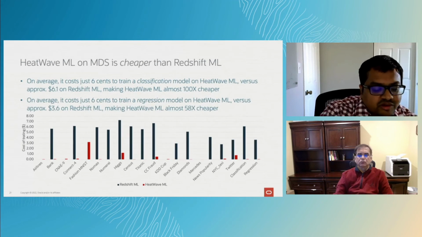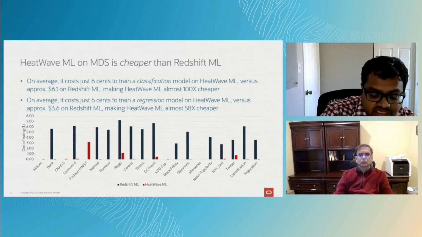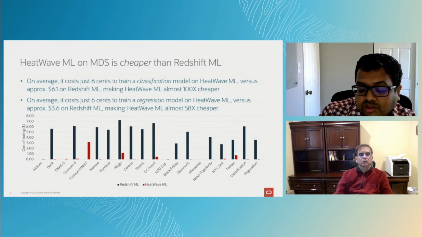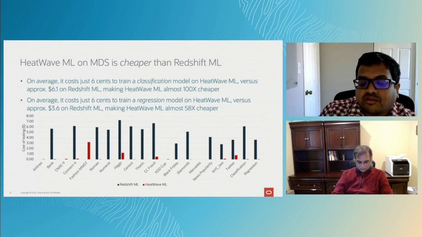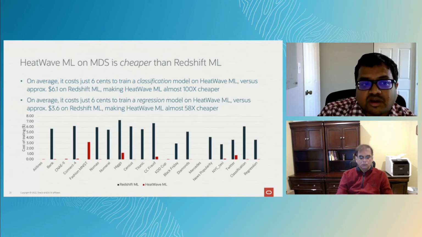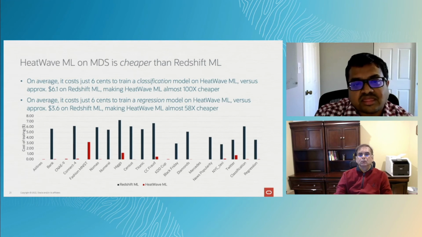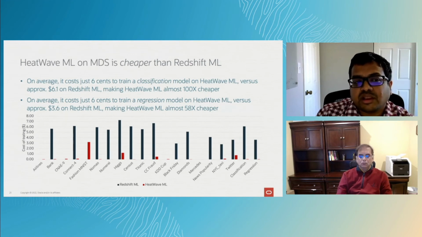Now, we looked at the runtime. HeatWave is really fast. HeatWave is as accurate. What about the cost? This is where true savings come in. HeatWave is much cheaper than Redshift ML. And how much cheaper? On average, it costs 6 cents to train a classification model on HeatWave ML versus almost $6 for Redshift ML, making HeatWave ML 100 times cheaper.